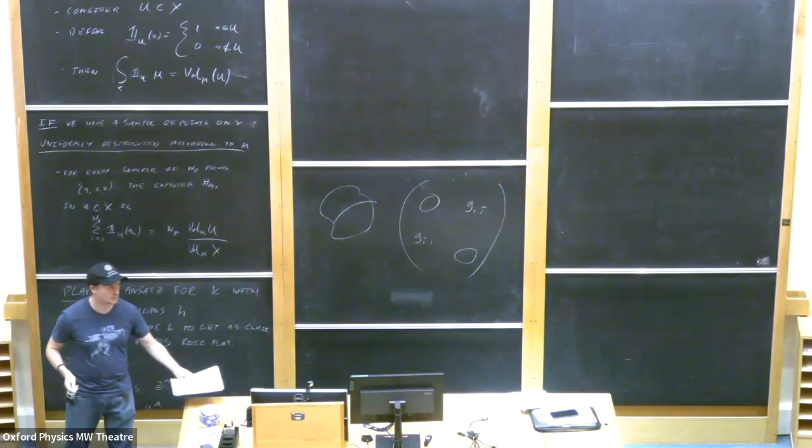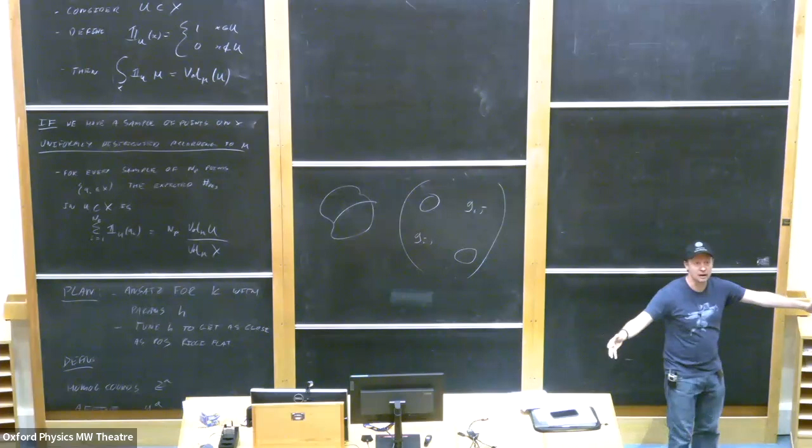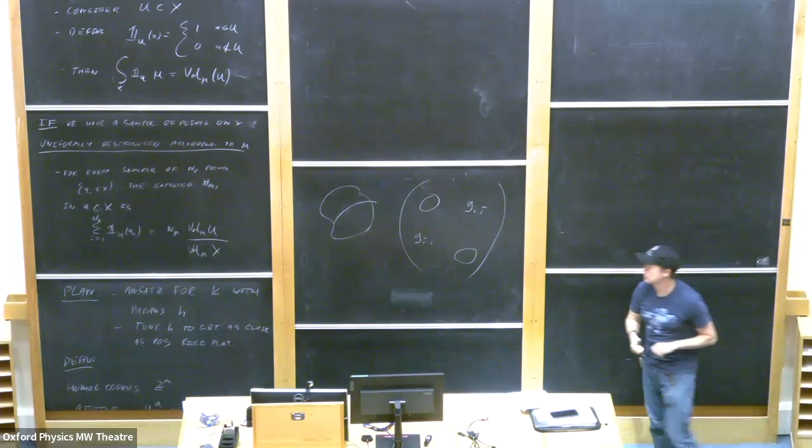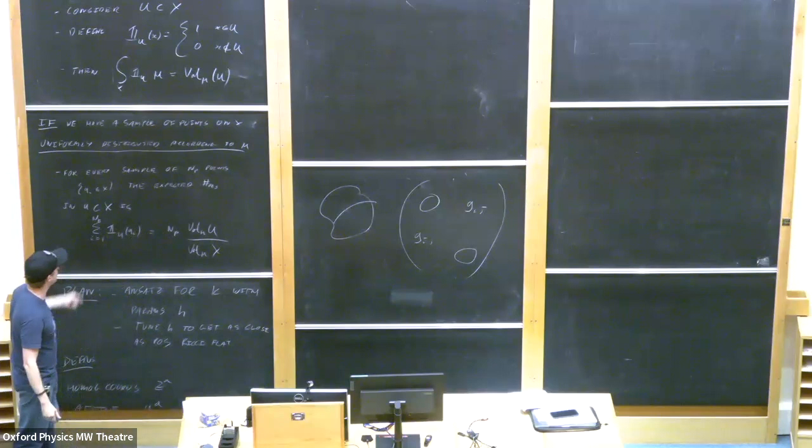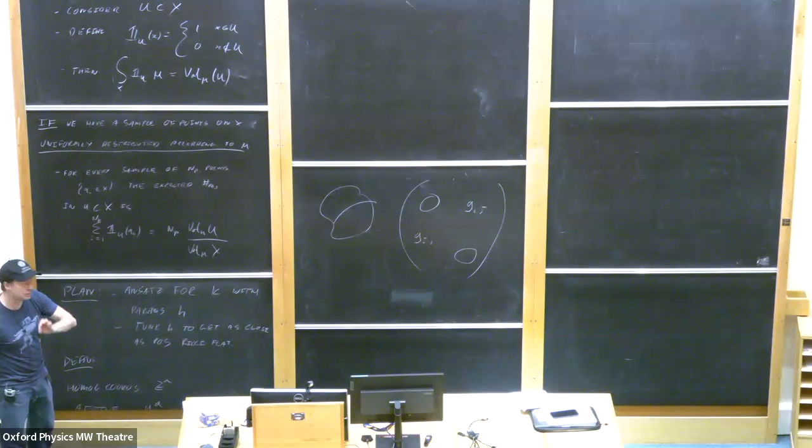So say the open set is roughly this half of the room. That's half the volume of the total room, so I expect half the points here. This is just the ratio of the volumes, how much of the volume is in the open set. Multiply that by the number of points. That's the number of points you expect in that open set if the points are uniformly distributed with respect to this measure we're using, and only if.